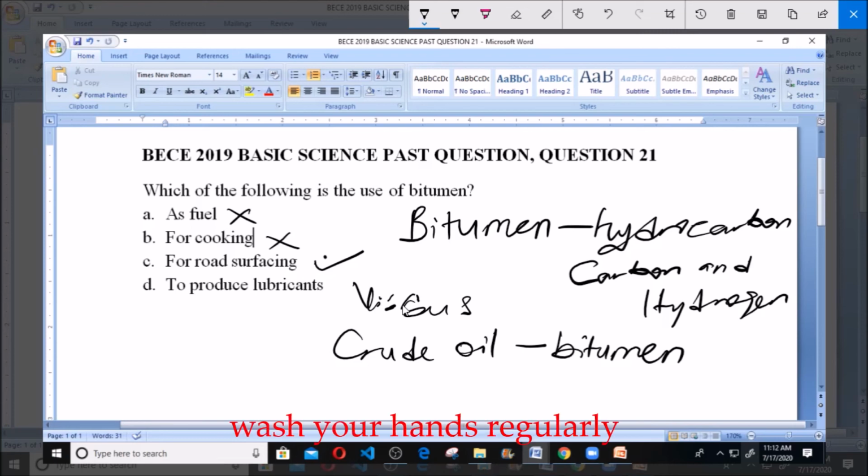So from this, you see that our answer is C, which is for road surfacing. So bitumen is used for road surfacing. C is our answer.